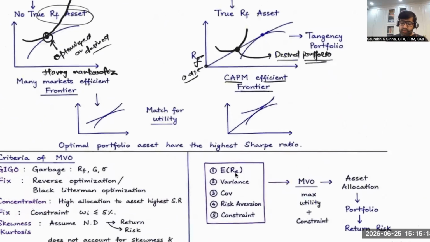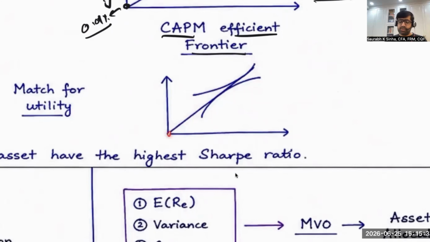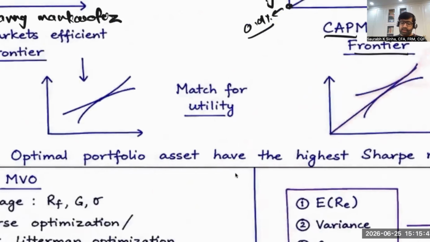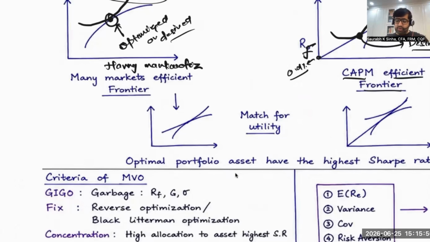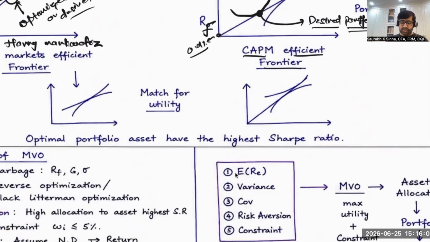Okay. That is what is being shown here. This is the Harry Markowitz efficient frontier. This is the utility of the person. Where it touches, that becomes your optimum portfolio. So this is your tangent portfolio, this is your utility of the investor. Wherever it touches becomes your desired or final portfolio. Okay. And definitely the optimum portfolio will have the highest Sharpe ratio because it is coming out of the CAPM efficient frontier or Harry Markowitz efficient frontier. It has to have the highest Sharpe ratio.